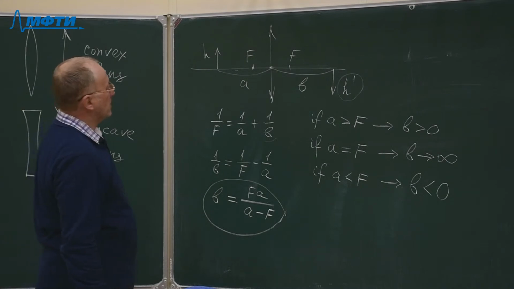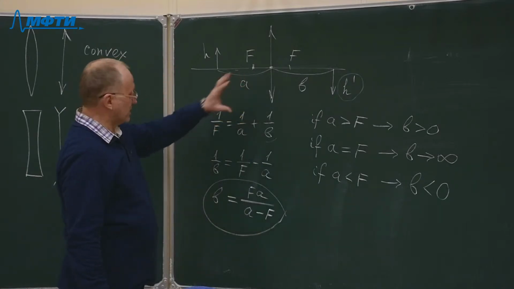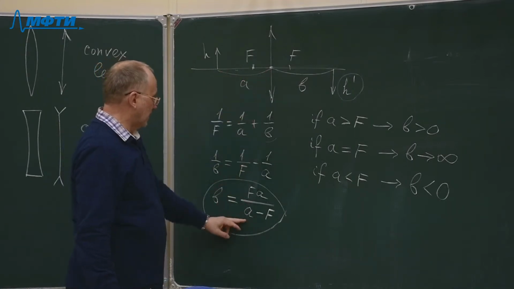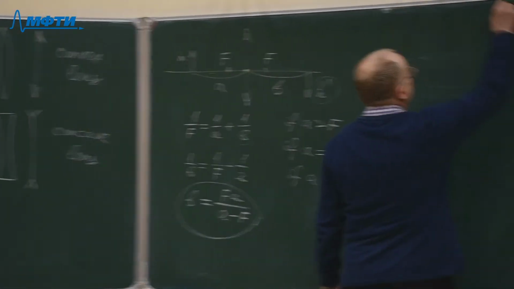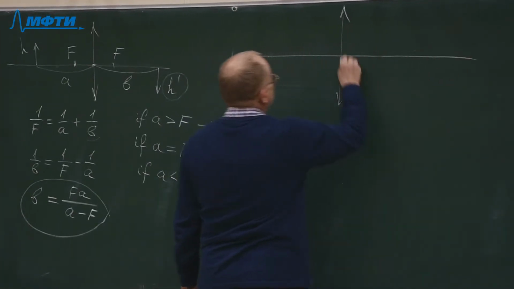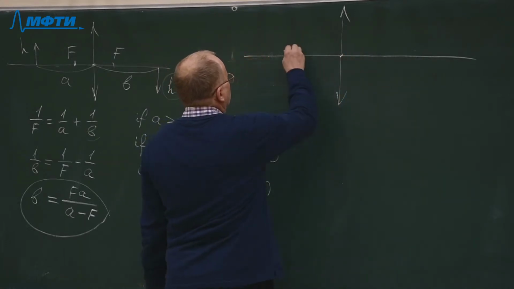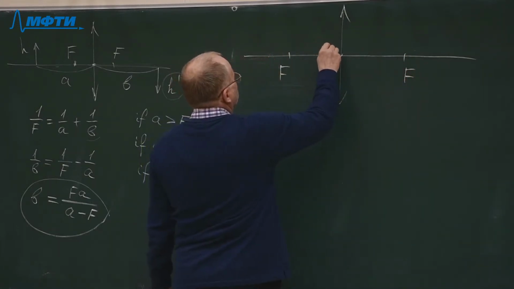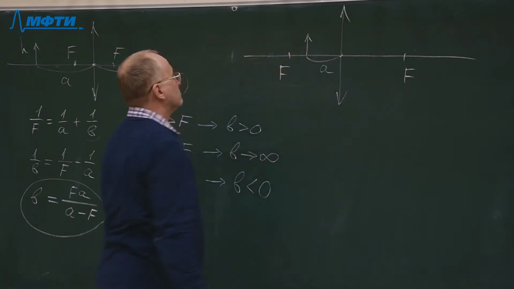So this is a very interesting situation, and I will try to show it in greater detail on a separate sketch. So we consider the situation when a, the distance from the object to the lens, is smaller than the focal distance. So we have a lens, the principal axis, which goes through the lens center, the optical pole, and here is the focal distance of the lens, and the object is located somewhere at a distance which is less than the focal distance.